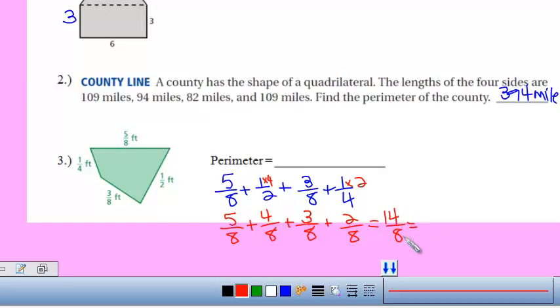14/8 is improper. 8 will go into 14 one time, and there'll be 6/8 left over. Now these can be divided by 2 to give you 1 3/4. So the perimeter of that quadrilateral is 1 3/4 feet.